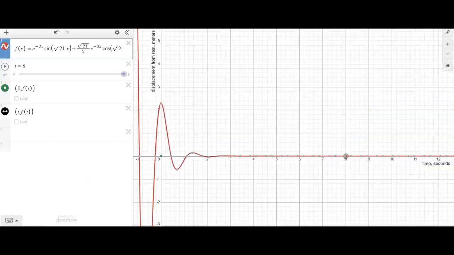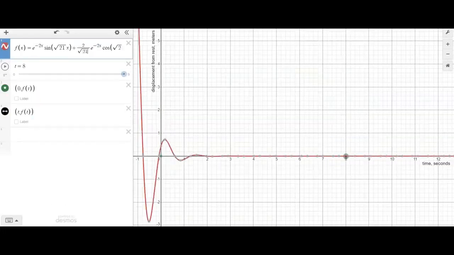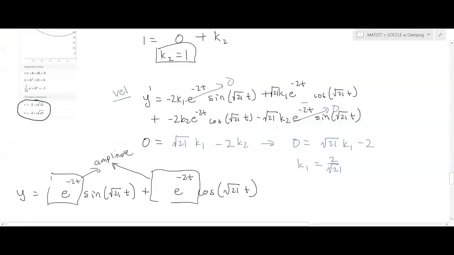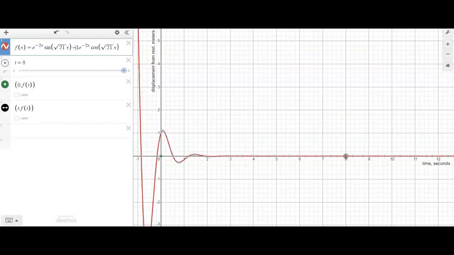All right, change that back here. 2 over square root 21. And now that looks a little better. So k1 should actually be 2 over the square root of 21, and k2 is 1. The reason I knew that is because my initial condition was kind of off. When you do notice your initial condition is off, that usually is a good indicator that something is not quite right. So we'll go ahead and put that back over here.